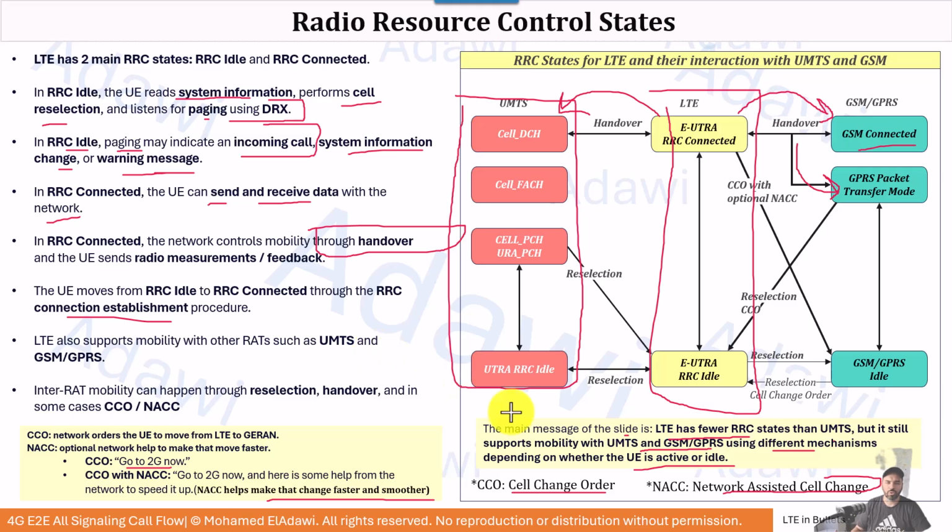So we don't really need to know all this information about the state transition from LTE to UMTS and 2G from a high level perspective, since we are focusing more on 4G and 5G, and many of the networks now don't have 2G and 3G. But just for your information, these were the main states of the transition or interaction between 4G and 3G and 2G. So now let's move to the next slide to see what we have.